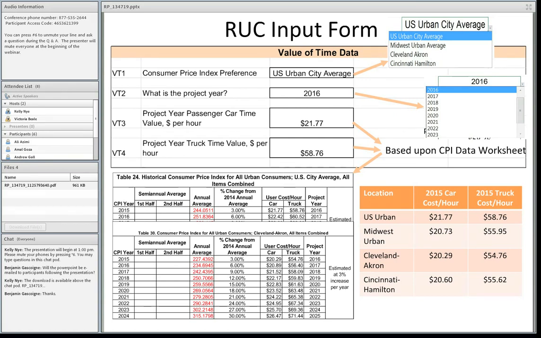And then the box on the right-hand side of the screen gives you an idea of the differential between the U.S. urban, Midwest urban, Cleveland, Akron, and Cincinnati, Hamilton value of time. While I know when you look at these, you say, boy, there's really not a lot of difference here. But this is hourly data, multiplied over 60 days or 120 days, it really does start to compound. So that $3 savings between the U.S. urban and the Midwest urban can actually come to quite a lower value of the road user cost that we would have in a worksheet.